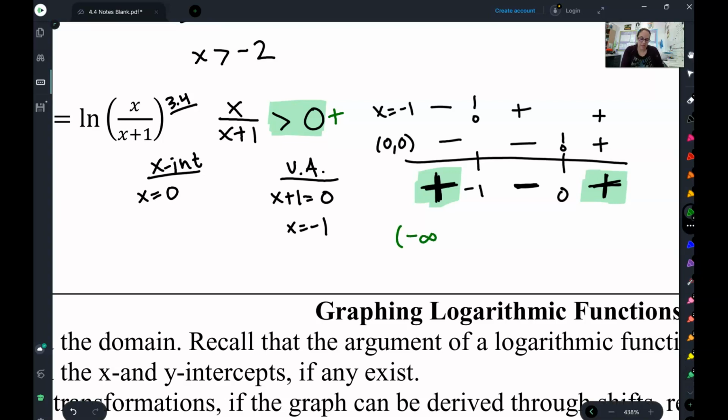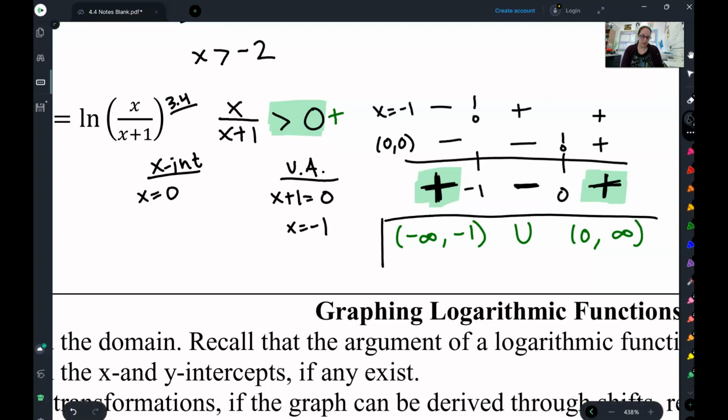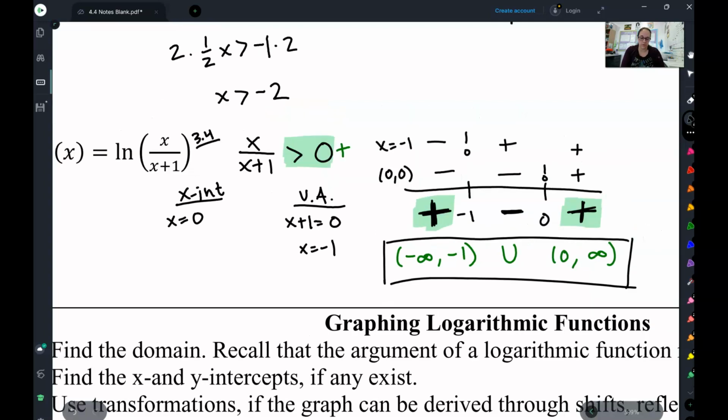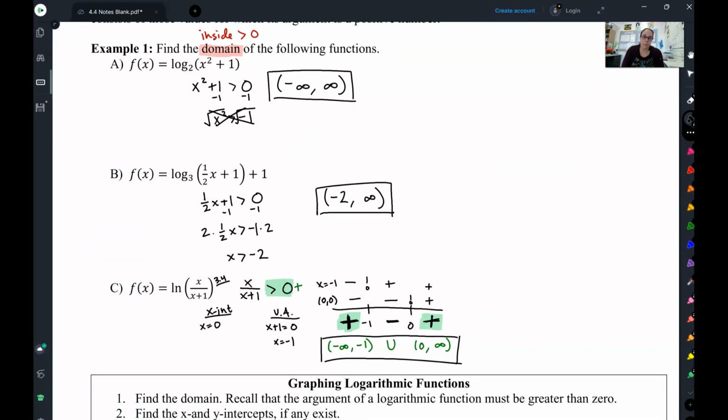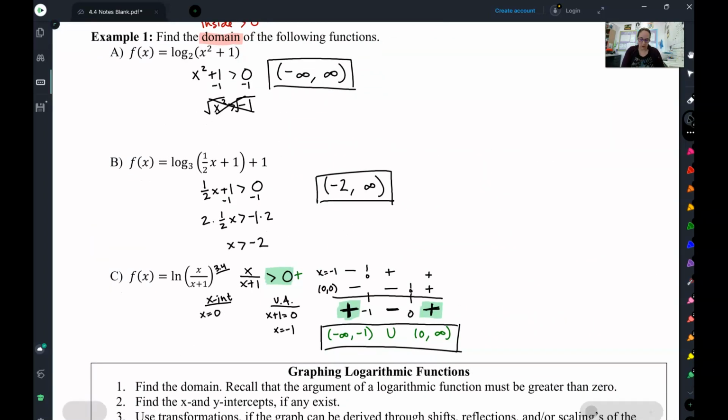My domain is -infinity to -1. That is where the inside of this log is positive. And from 0 to infinity. That is the other place where the inside of this log is positive. And notice we used parentheses, not brackets, because it's not equal to. So those are a couple more complicated domain problems.